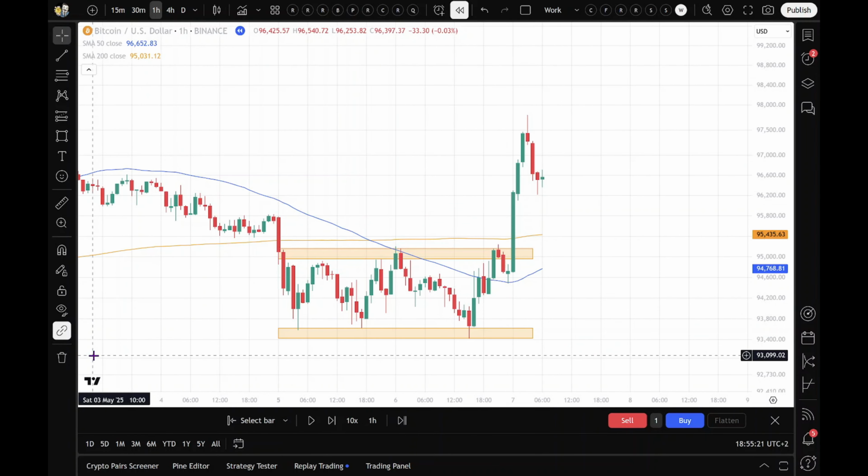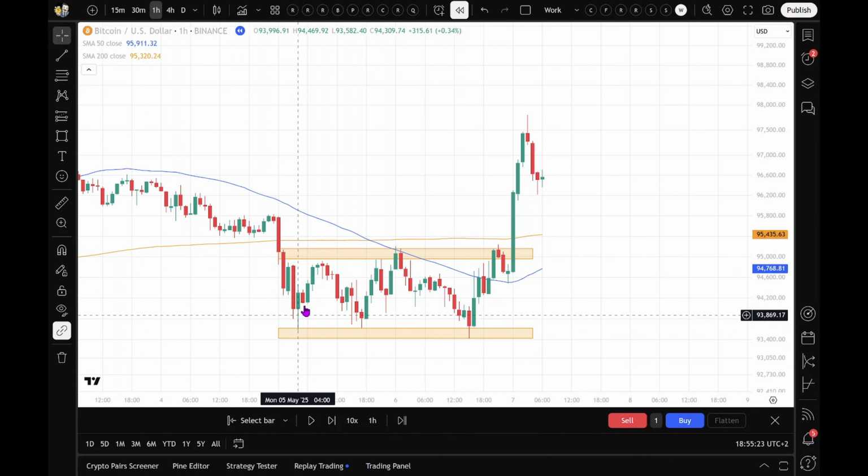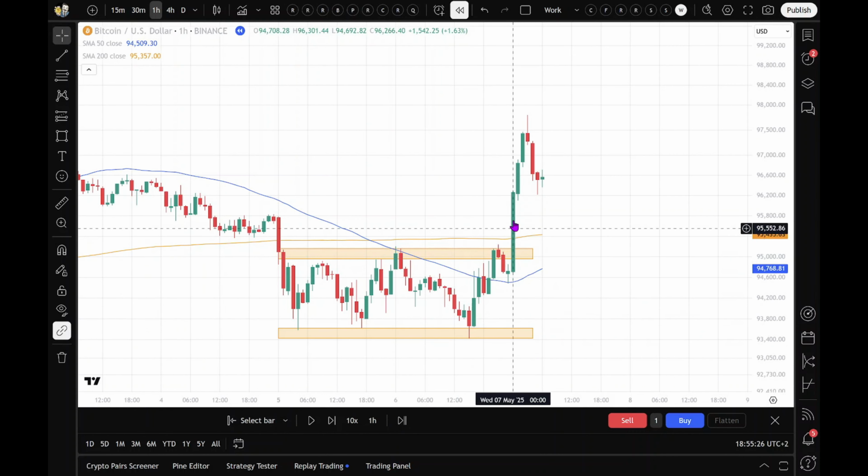Let's analyze the Bitcoin price on TradingView. Here, we can see a range, followed by a breakout above the resistance level. The blue line represents the 50 SMA, and the orange one is the 200 SMA. Let's look at what happens next.